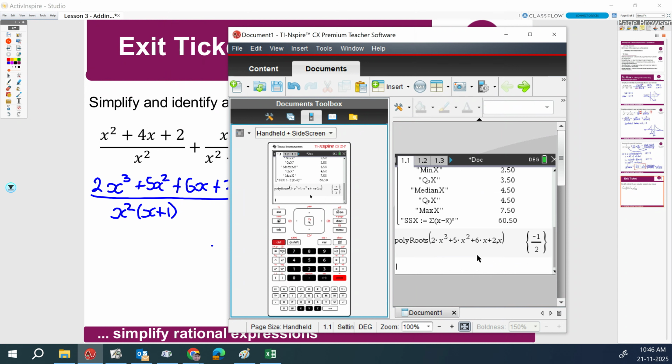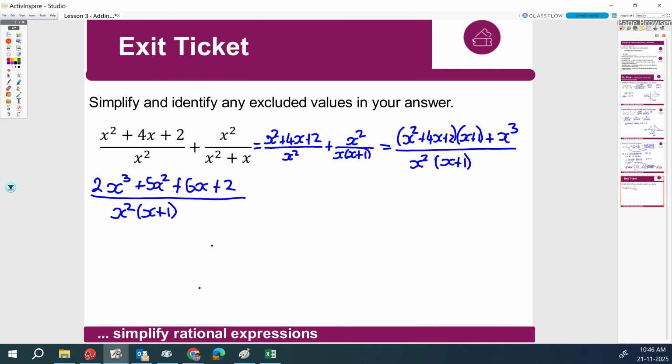So I can turn this into a factor. What would this be as a factor? x plus 1/2. It could be x plus 1/2, but can I write it in a linear form? I can write it in a linear form like this: 2x plus 1. Yeah, he's right. Just divide both sides by 2. And then, wait, isn't that just negative a half? Minus a half. Yeah.